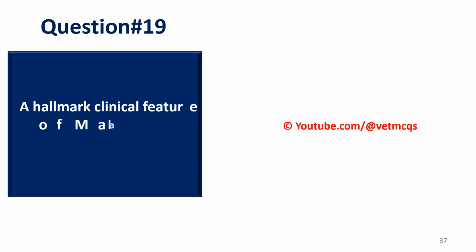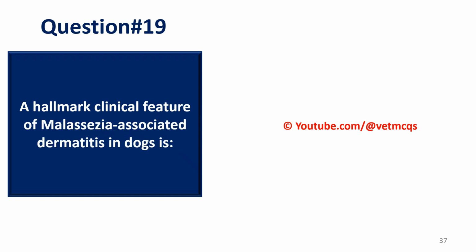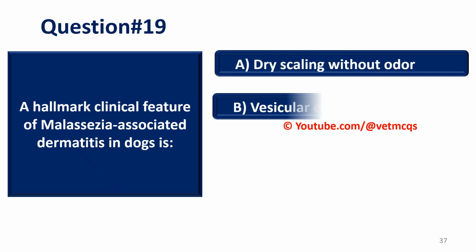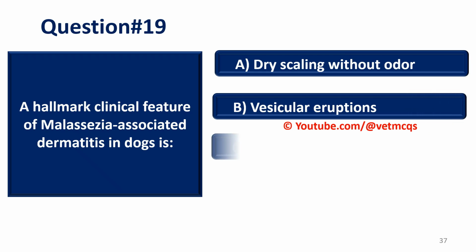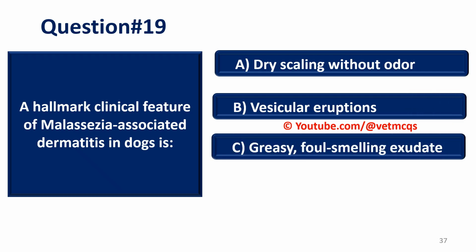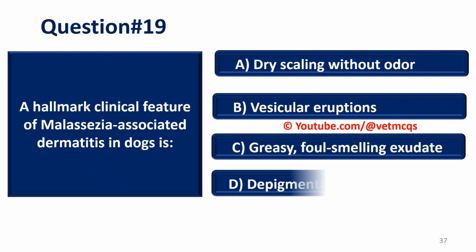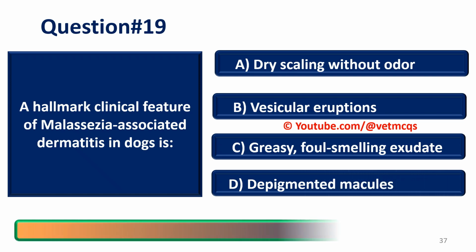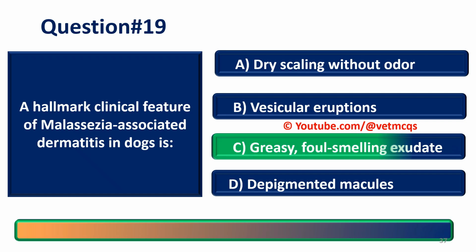A hallmark clinical feature of Malassezia-associated dermatitis in dogs is dry scaling without odor, vesicular eruptions, greasy, foul-smelling exudate, depigmented macules. And the correct answer is option C, that is greasy, foul-smelling exudate.